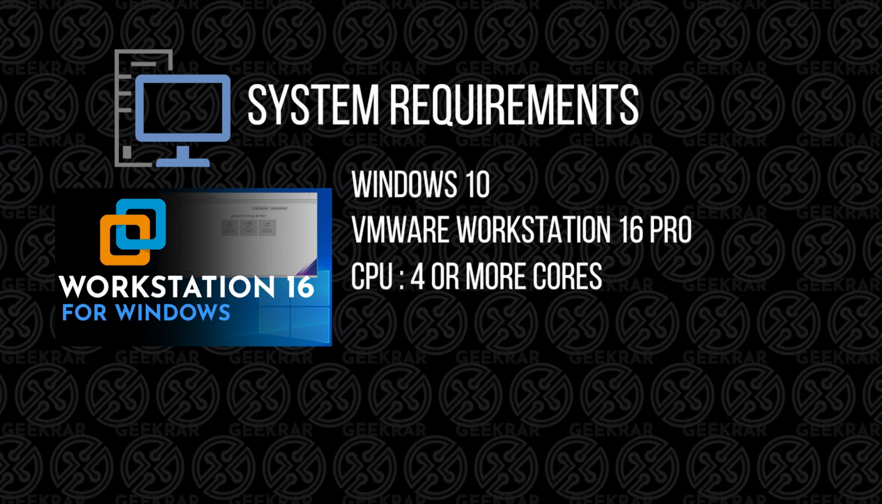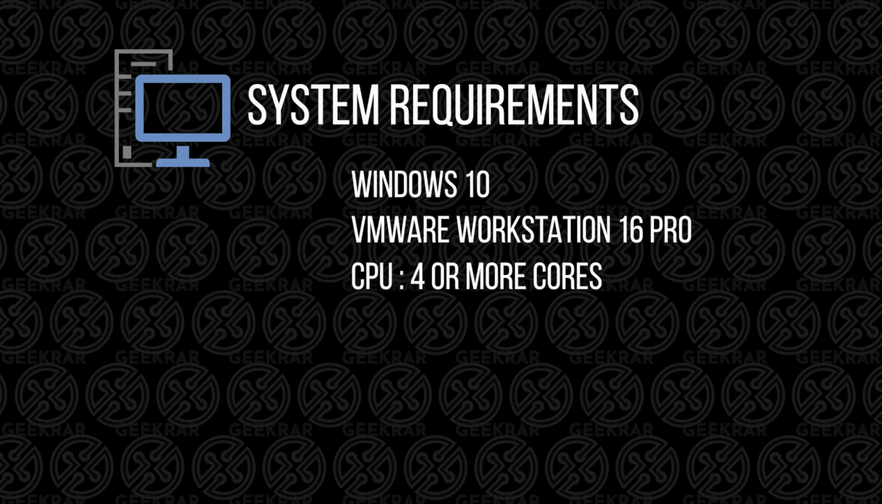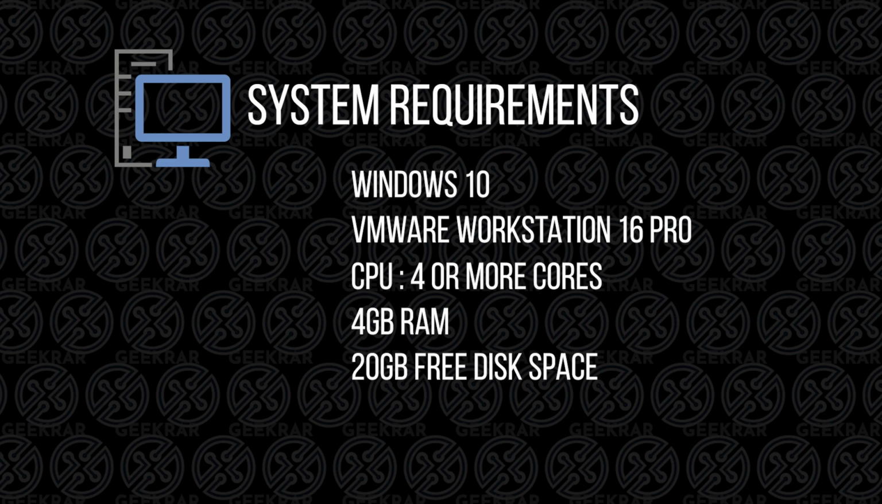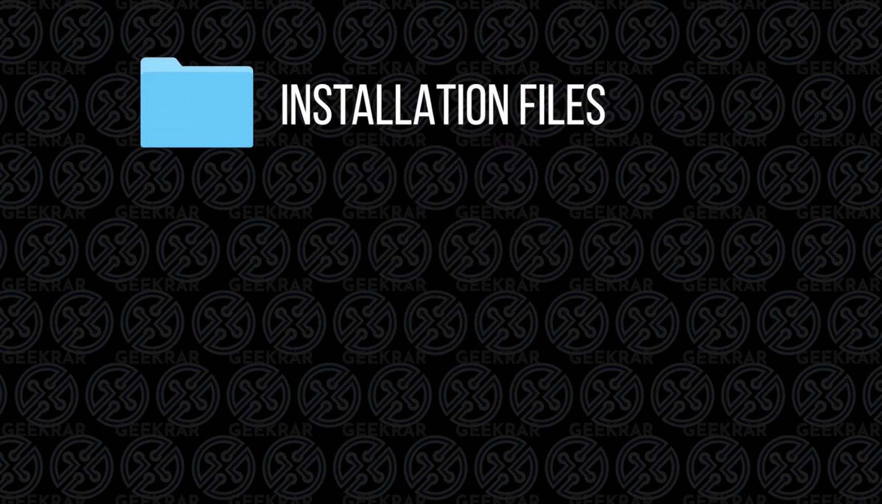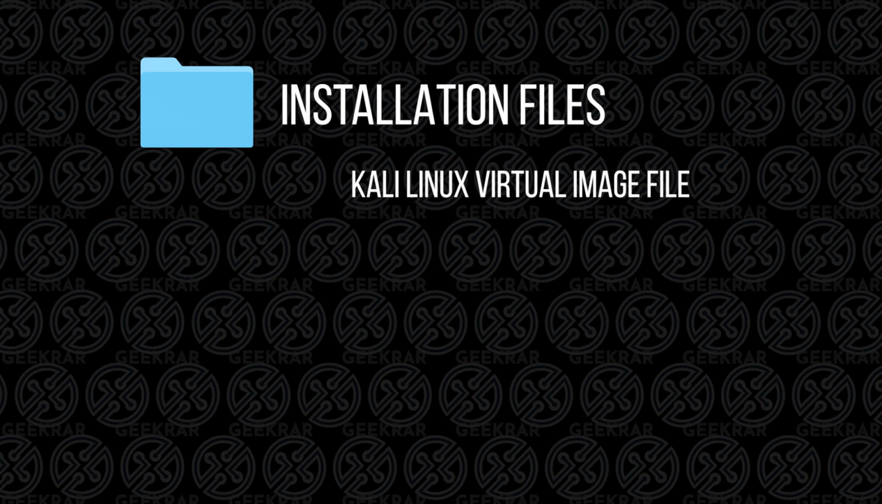Next, you'll need a CPU with 4 cores or more available. For RAM, 4 gigs is the minimum, but you're probably going to want to do 8. And for disk space, the minimum is 20 gigs. Now, 20 gigs actually is fine, unless you're going to be installing a lot of applications. And in that case, you're going to want to increase it a bit. For files, the only thing you're going to need is to download the virtual image file directly from the Kali Linux website. I'm going to be downloading the 64-bit version, but if a 32-bit version suits you better, you can go ahead and do that.